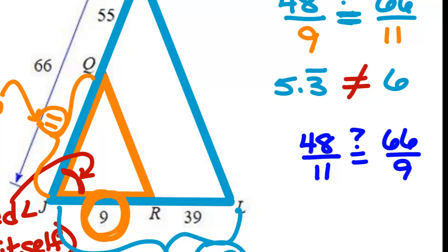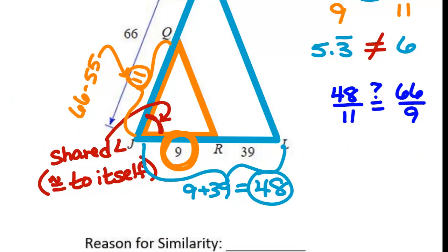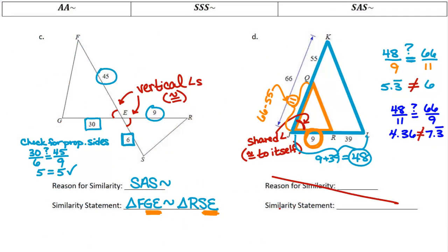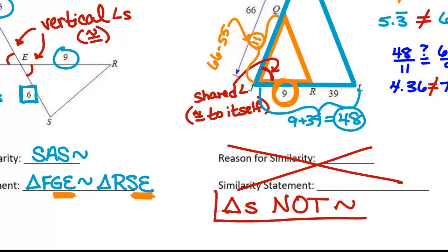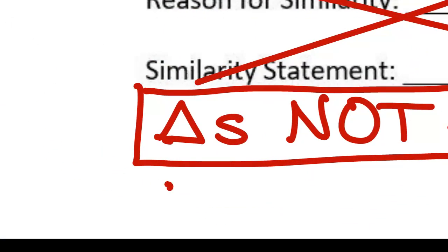9. What is 48 over 11? I'm sorry, I didn't hear the decimals. 4.36. And 66 divided by 9? 7.3 repeating. Did not come out to be equal. So what does that mean? These triangles are not similar. The sides are not proportional.